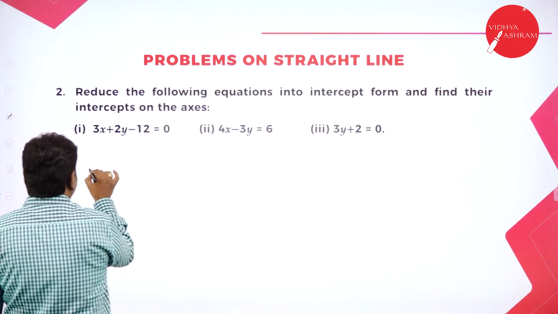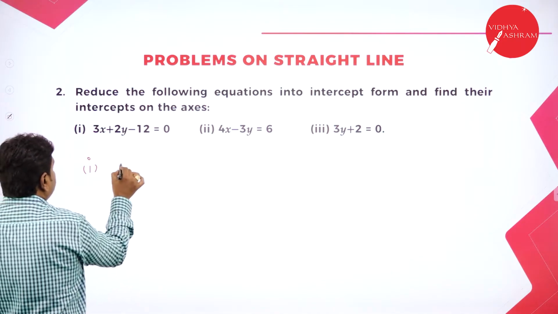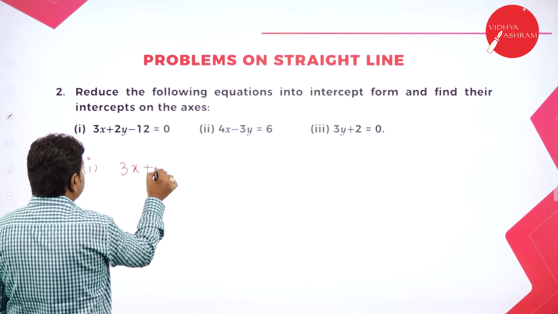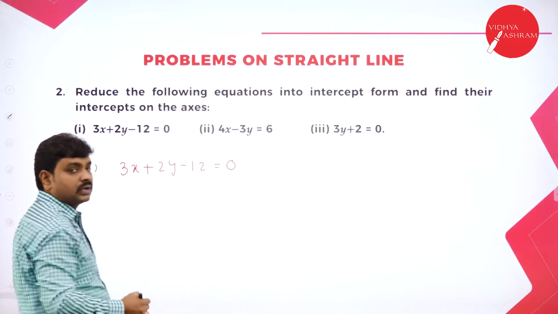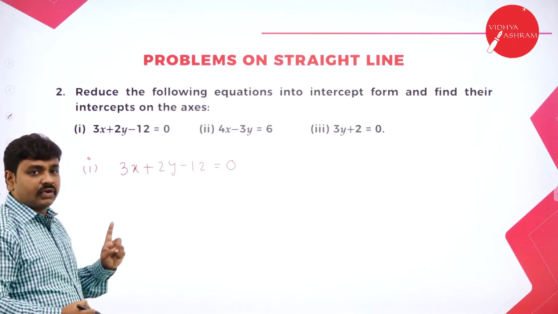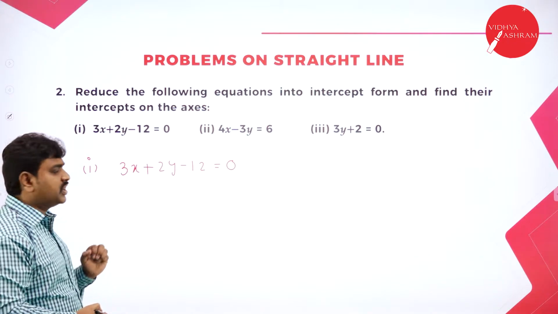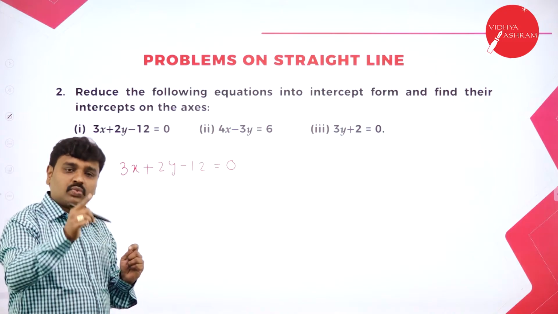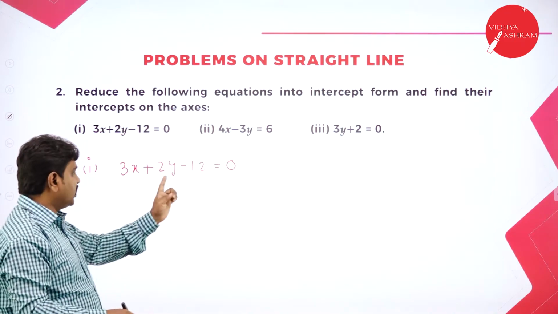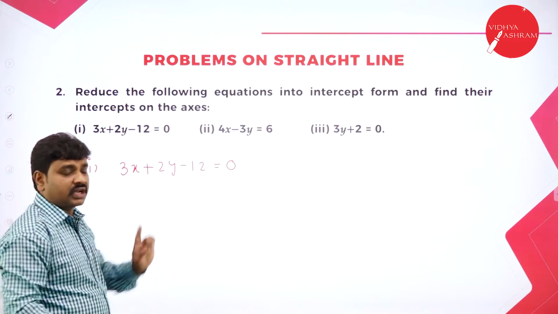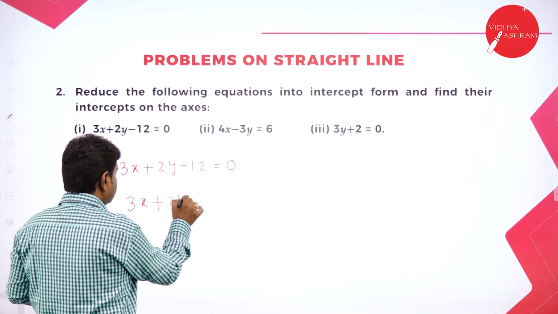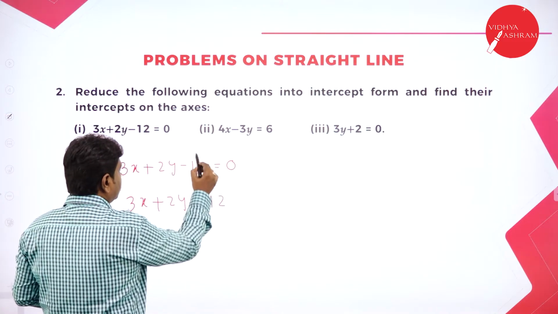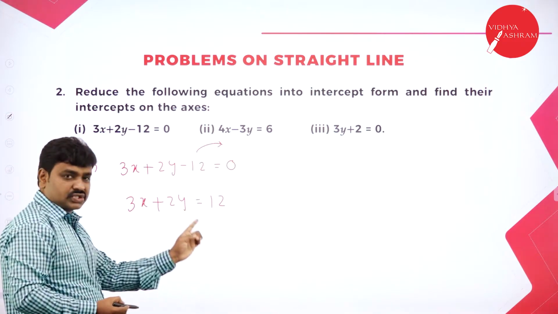Now, question number 1. They gave 3x plus 2y minus 12 equal to 0. Now the line is in general form. Convert it into intercept form. Intercept form means x by a plus y by b equal to 1. So transfer the constant to the RHS. 3x plus 2y is equal to 12. I'm transferring minus 12 to the RHS, it becomes plus 12.